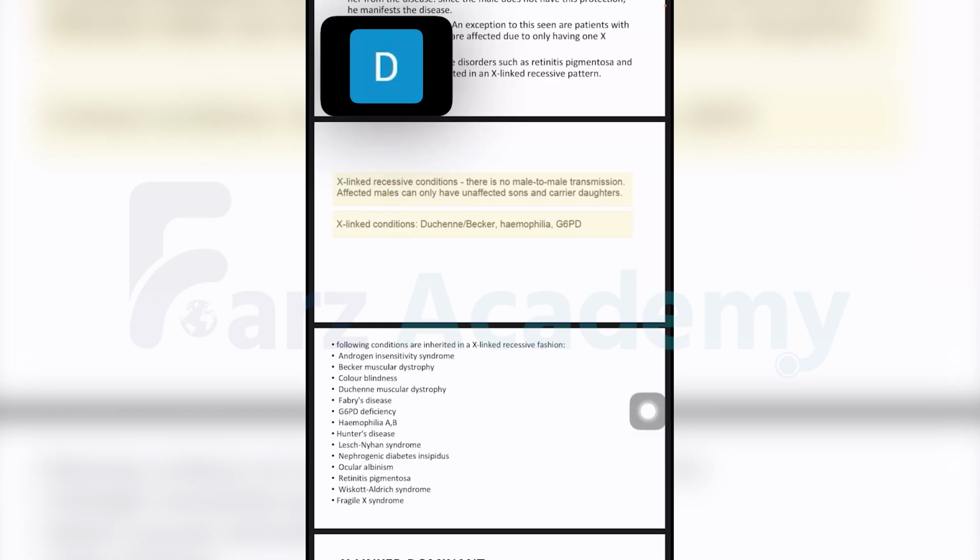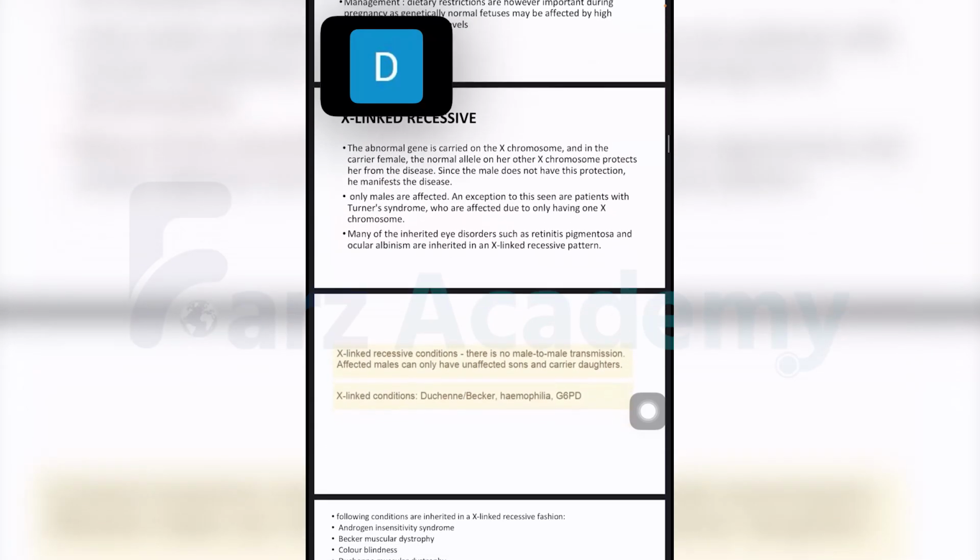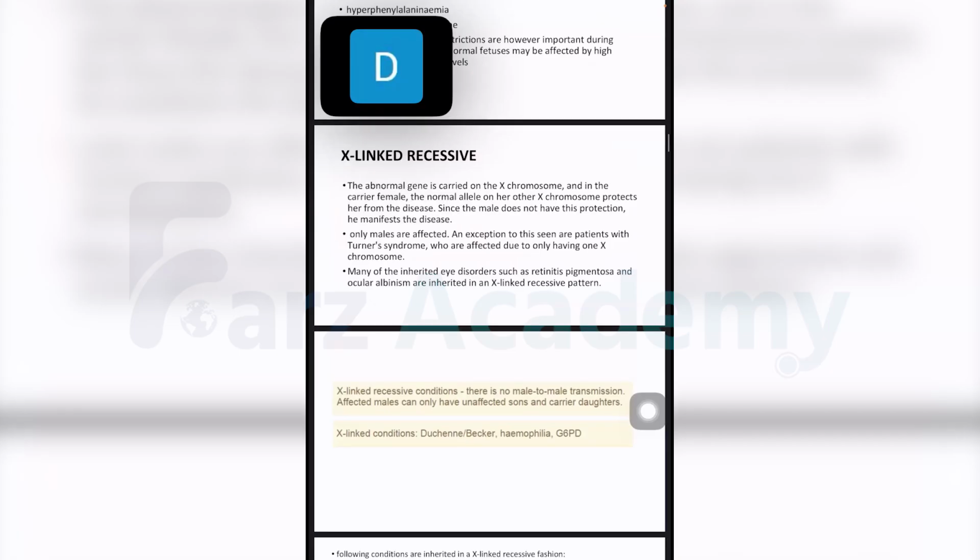And because this abnormal X doesn't go to the son, because the father is going to give Y to the son, my sons would be absolutely unaffected. Does this make sense? Yes. Now see this. In X-linked recessive, what is written? Males are affected more, right?